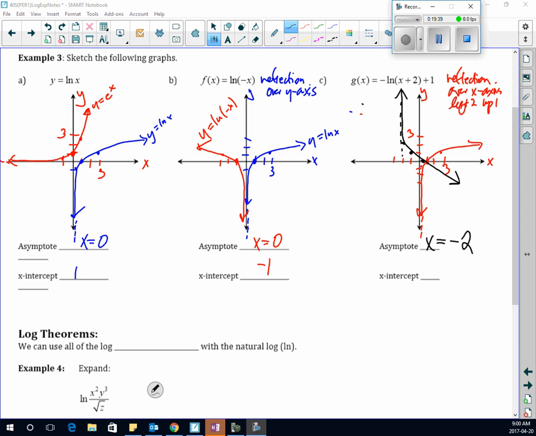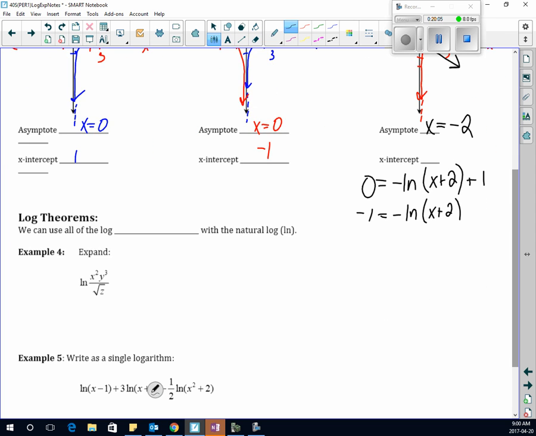Okay, so how do we do this algebraically? You learned this in grade 10. If you want to find the x-intercept, you put y in for 0, solve. If you want to find the y-intercept, you put x for 0 and solve. So if we want to find the x-intercept, we're putting y to 0. So 0 equals negative ln of x plus 2, plus 1. So now what do I do? Move the 1 over, right? Negative 1 equals negative ln of x plus 2. What do I do now? You could say divide by negative, but just switch the signs, right? So 1 equals ln of x plus 2.